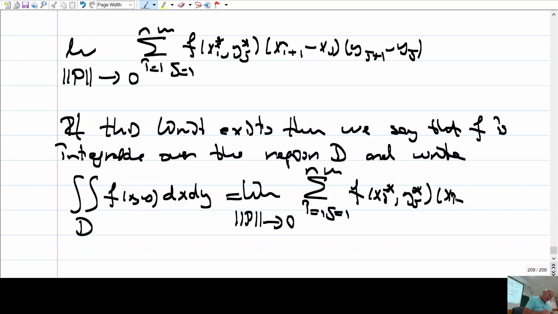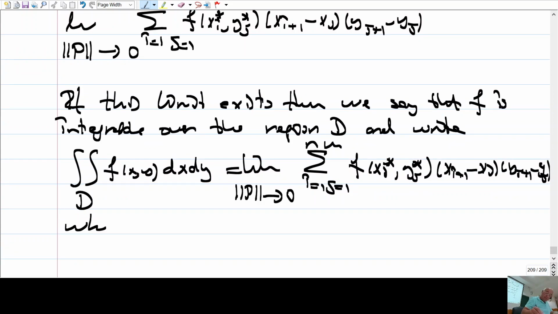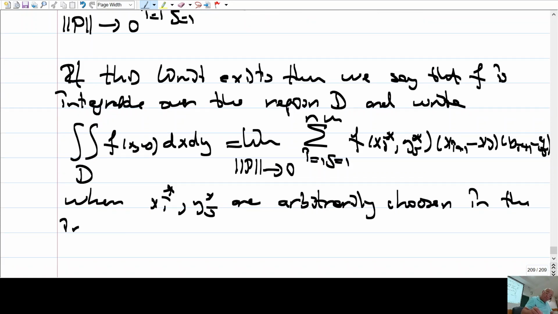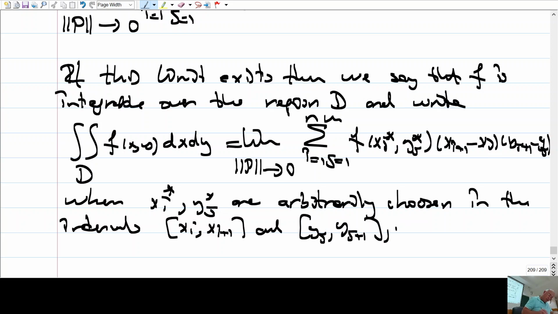As the partition goes to zero, yes. Here, where x_i star and y_j stars are arbitrarily chosen in the intervals [x_i, x_{i+1}] and [y_j, y_{j+1}] respectively.